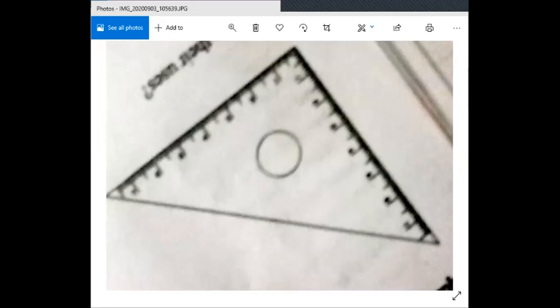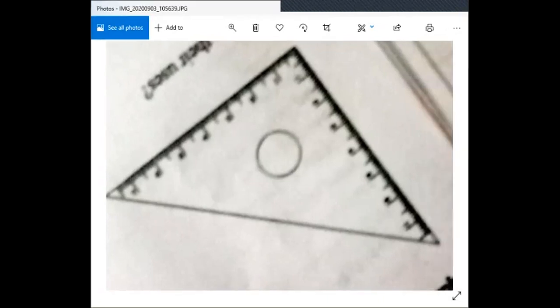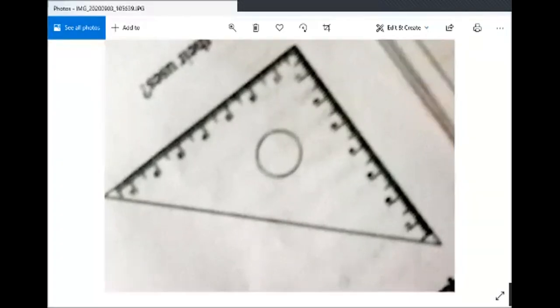What is the shape of this figure? Triangle. How many sides are there? Three sides. There are three angles also. Then what is the name of this set of tools? Set square.